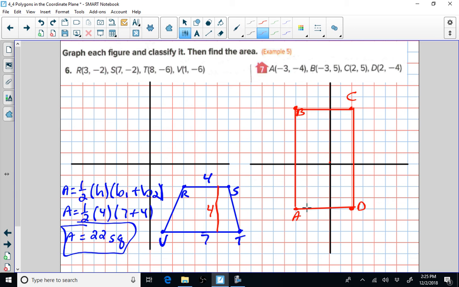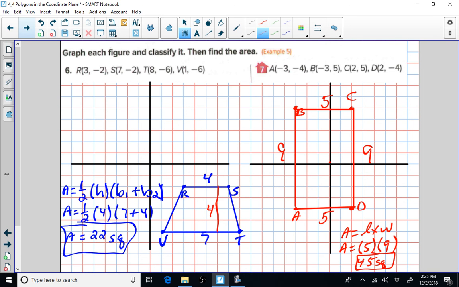So the horizontal segment is 1, 2, 3, 4, 5 units long. So that means the other horizontal segment is 5 units long. The vertical segment is 1, 2, 3, 4, 5, 6, 7, 8, 9 units long. And it means that this vertical segment is 9 units long. To find the area of a rectangle, we use the length times the width. So I write my formula. Area is equal to L times W. My area is going to be equal to the length of 5. My width is 9. 5 times 9 is going to be 45. And those are square units for the area.